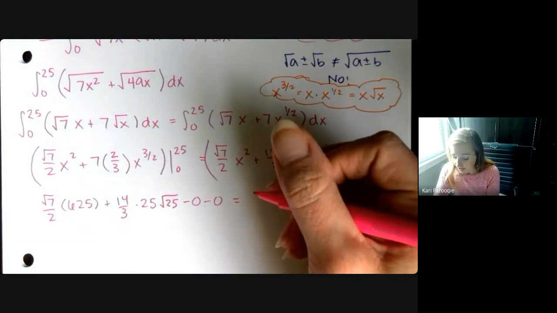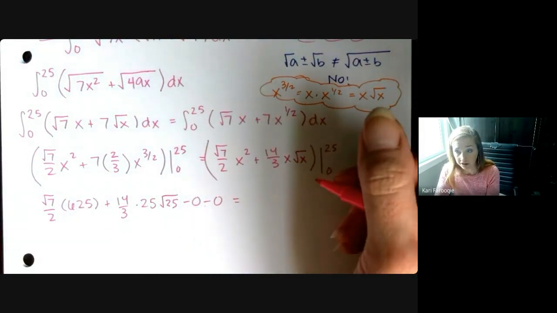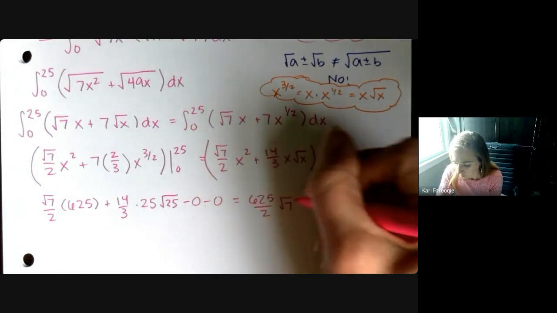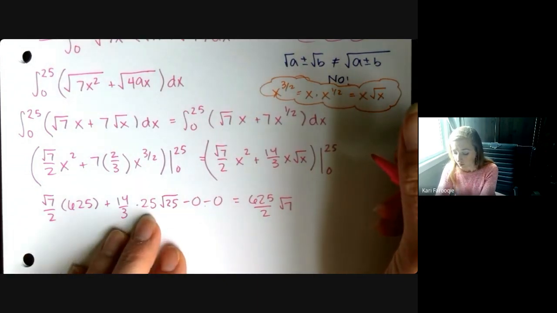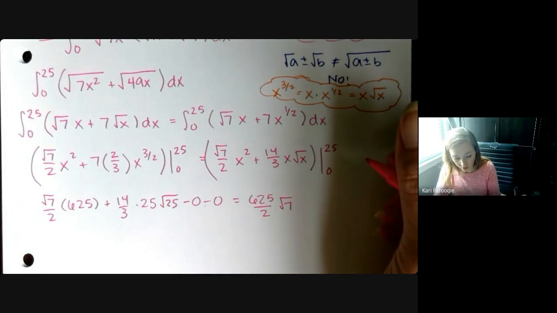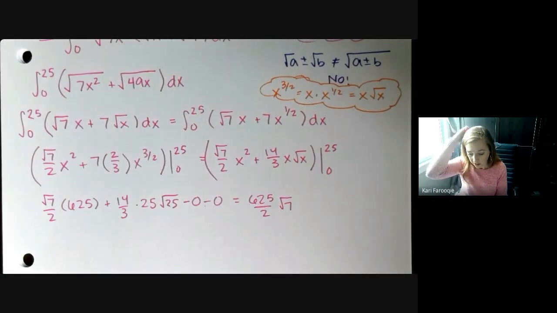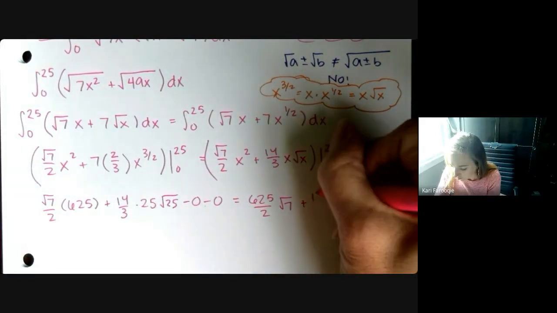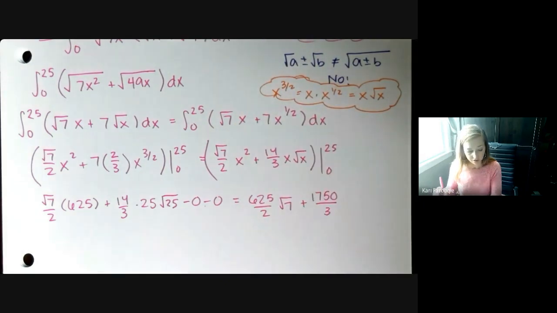All right, so now there's not a whole ton I can do with this. 625 isn't even divisible by 2. So this is just going to be 625 halves times the square root of 7 plus, and here's where I'm shooting myself in the foot, because I made this big stink about not using your calculator, and now you're going to have to multiply this out by hand. Now we're back to 5th grade math, and a lot of us don't remember 5th grade math, so I'm just going to put this into my calculator. 14 times 25 times 5. Is it divisible by 3? No. So this is going to be plus 14 times 25 times 5 is 1750 divided by 3.